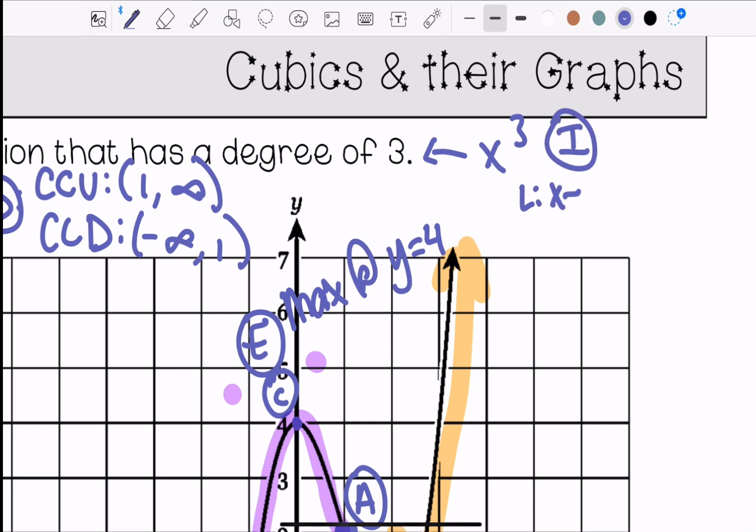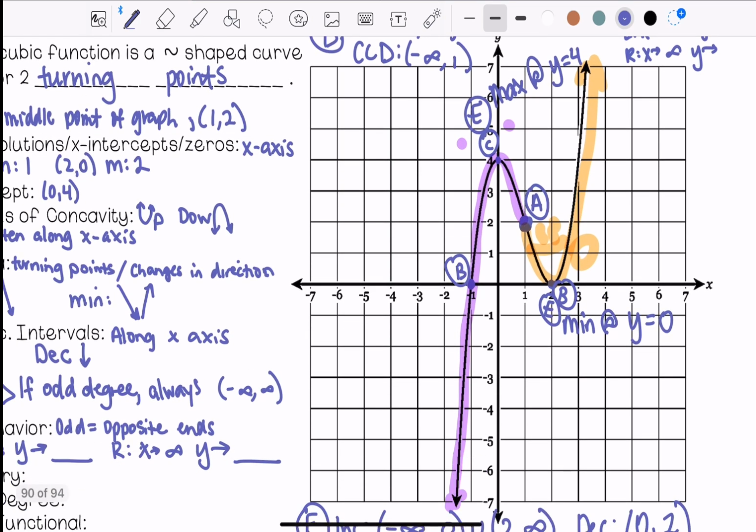So on the left, remember we always know that x is going in the negative direction. On the right, x is going in the positive direction. Oops, forgot to draw that y there. There we go. Then if we look at the left side, it's pointing down, so it's going in the negative direction.